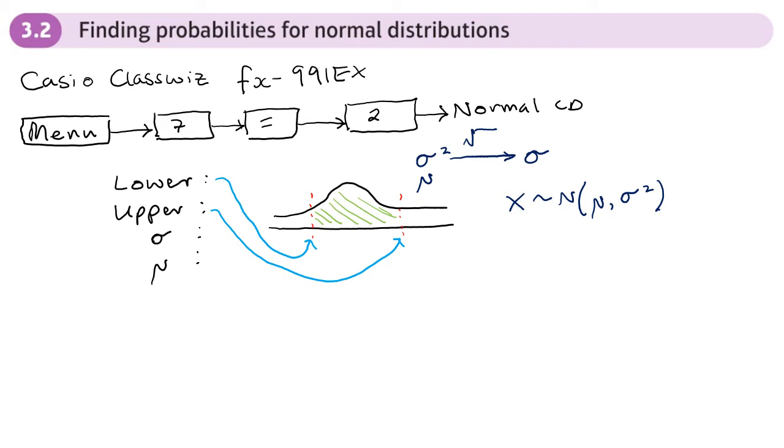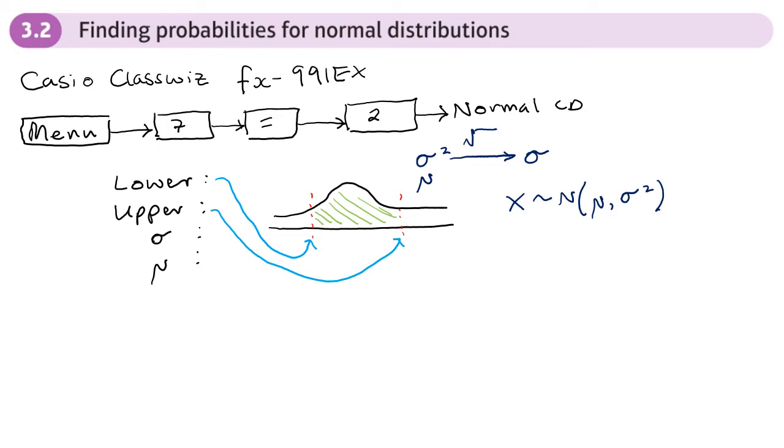Yeah. So once you're in that menu, you can pretty much use that to work out these areas, because they're not going to be maybe 1 standard deviation or 2 standard deviations from the mean. They can be any values. So we use a calculator for that, and in fact you'll probably find these easier to work out than when you do the binomial.